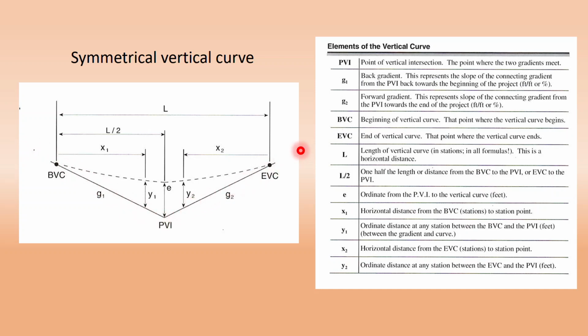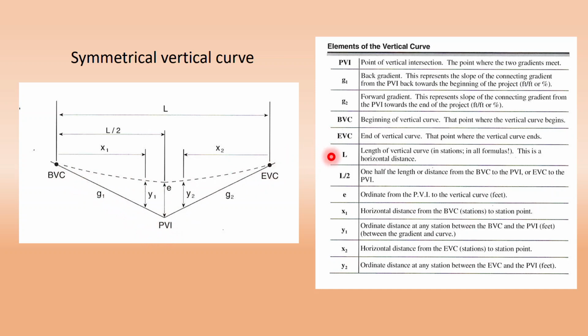And where they would project or mathematically intersect, we call that the PVI, the point of vertical intersection. Right? Where the curve begins, we call it the beginning of the vertical curve, and where the curve ends, we call the end of the vertical curve.